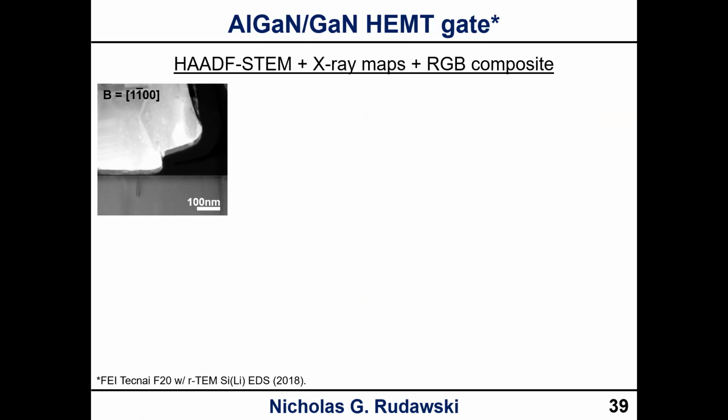We can use this to spatially orient each of the elements. So we can spatially resolve the X-ray signals and figure out where the presence of each element is relative to everything else. That's our reference image on the left, and that is the area that we're doing the spectrum imaging. The zone axis, B11 bar 00, corresponds to the GaN specifically.